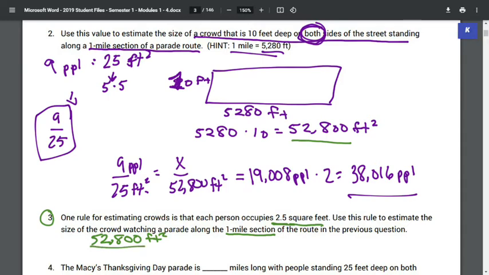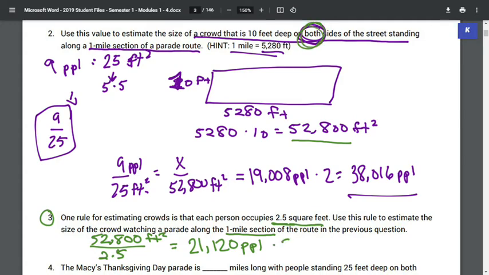So if we can figure out how many people can fit in this 52,800, we need to divide by the space that they take up. So we're going to divide these two numbers together, and when we do that, we get 21,120 people.